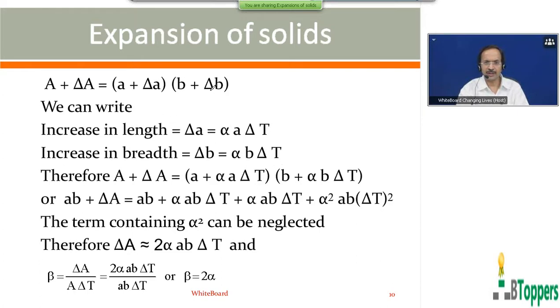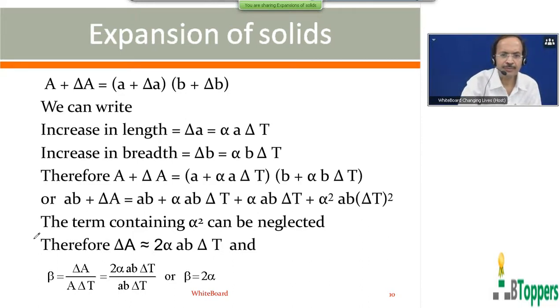So if you substitute delta a equal to this value and delta b equal to this, you can write A plus delta A equal to a plus alpha a delta T multiplied by b plus alpha b delta T. You can expand the right hand side. On the left hand side you can substitute capital A equal to small a into small b, the original area. So if you expand here you get ab plus delta A equal to ab plus alpha ab delta T plus alpha ab delta T plus alpha square ab delta T square.